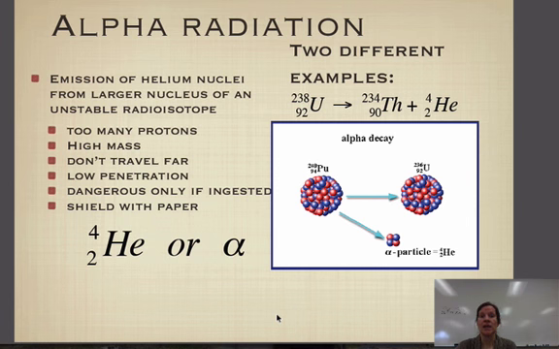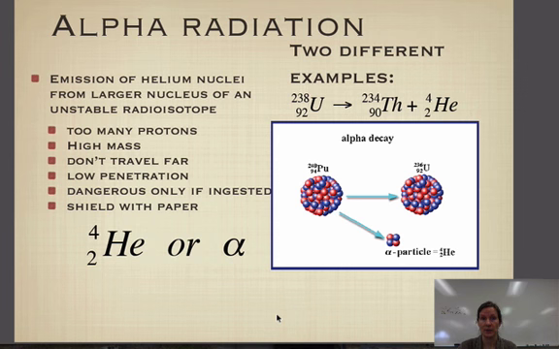You could shield it with your skin. Your skin is a great shield from alpha radiation. Paper, clothes, all those things actually prevent alpha radiation from getting inside your body. The only problem here is if you, for some reason, ingest a particle that may be undergoing alpha radiation.